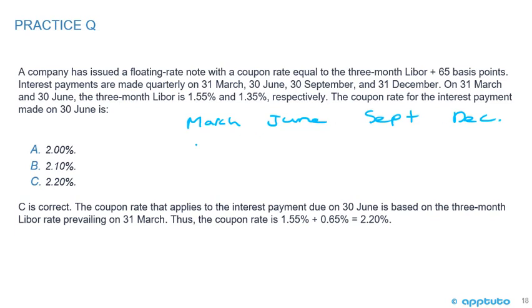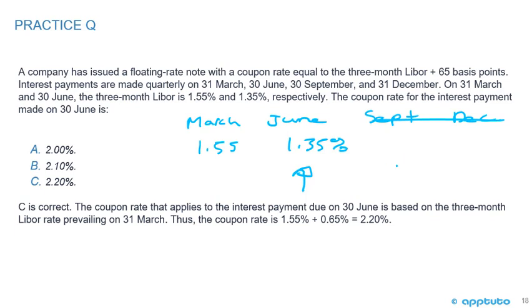Sometimes I write these out. You do have 90 seconds, okay? So they're giving us the rate here, the LIBOR rate, 1.55% and 1.35%, okay? Now they're asking for the coupon rate for the interest payment made on 30th of June, this one. So again, right off the bat, we don't need anything with regards to September, December.